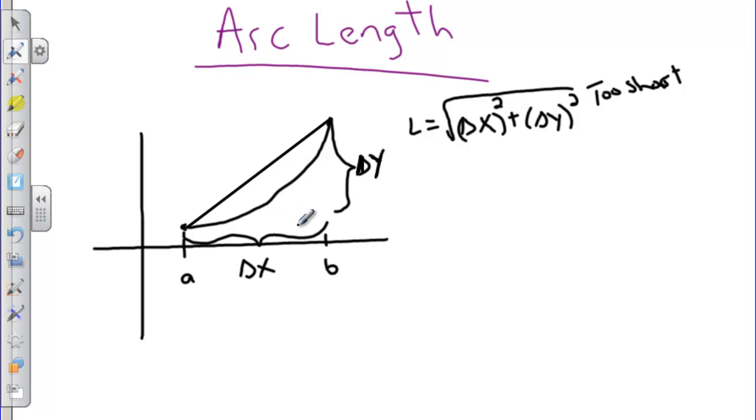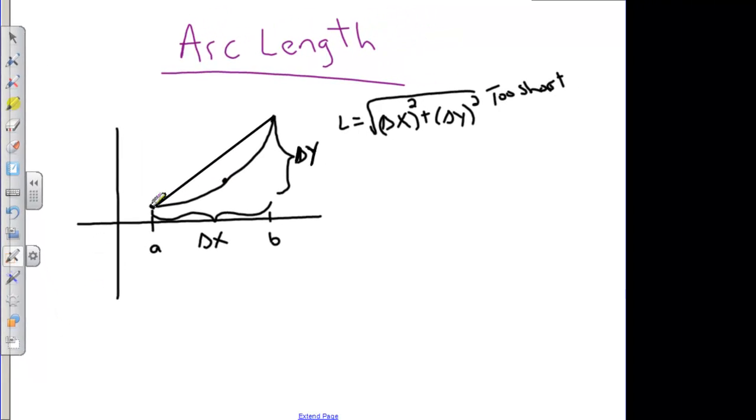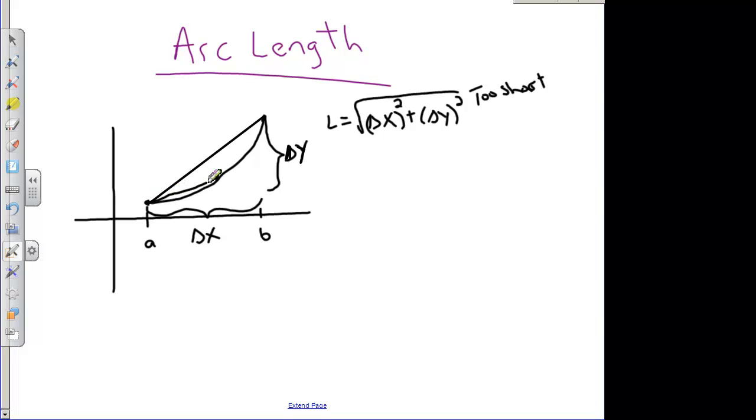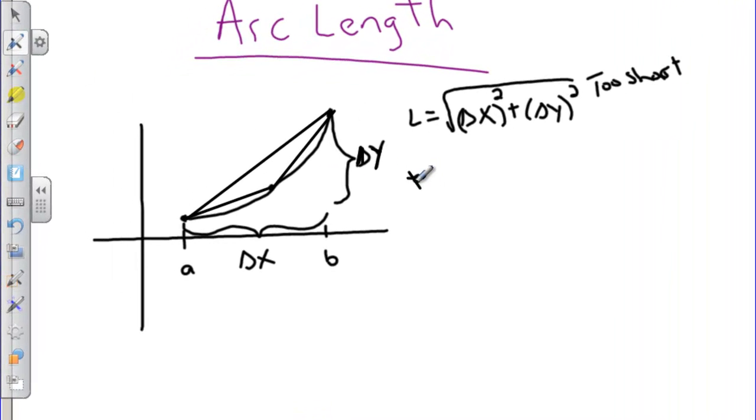So what could I do to make this a better approximation? Well, I could maybe break this into pieces and say, what if I did two straight lines? What if I did this first one and then that second one and added those up? Then the sum of these two, you can see, is a closer approximation to the actual length of that curve. Getting back to my marker here, my length would then be the sum of these two.